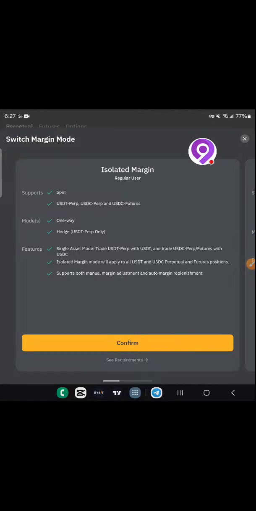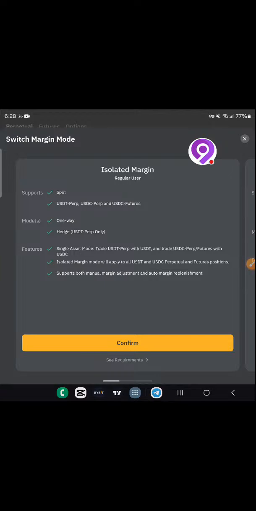Let me explain how it works. Now, isolated margin simply means if you have $100, your total capital is $100, and you want to expose just $10 to the market, then the remaining will be $90, right? If you're using isolated margin, only your $10 is at risk. Only $10 is at risk. No other amount is at risk.